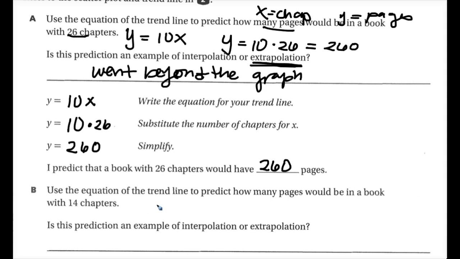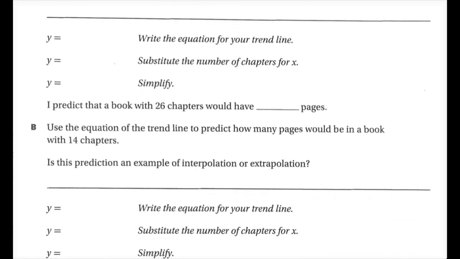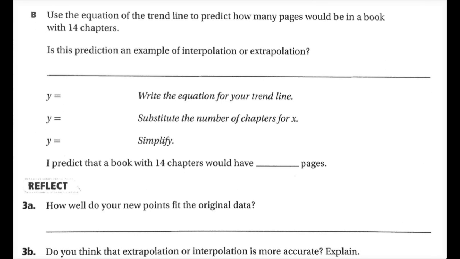Use the equation of the trend line to predict how many pages would be in a book with 14 chapters. Okay, I'm going to clear it out. Hit pause if you need to. Okay, so let's work with the book this time. Use the equation of the trend line to predict how many pages would be in a book with 14 chapters. Is the prediction an interpolation or an extrapolation?